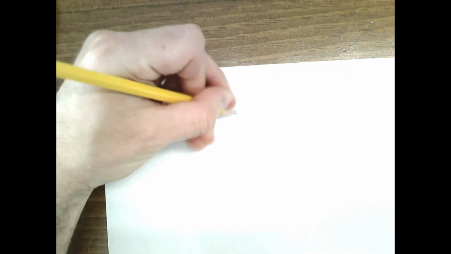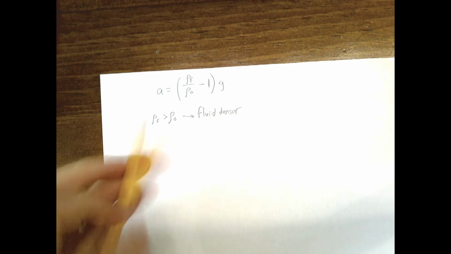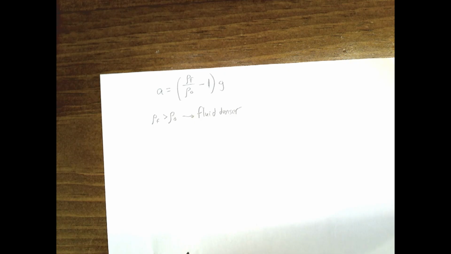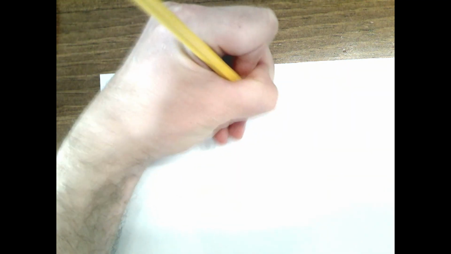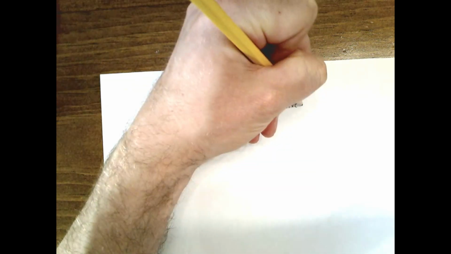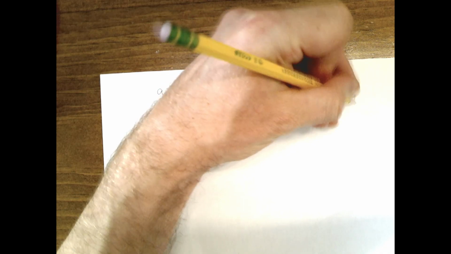So if the fluid density is greater than the object density, physically that's the fluid is denser. Mathematically, that means that this ratio here, big number divided by little number, is going to be greater than 1, which when we subtract 1 from will obviously be a positive number. So acceleration is going to be positive, which if we use a normal coordinate system, it's going to be upward acceleration, aka the object floats.